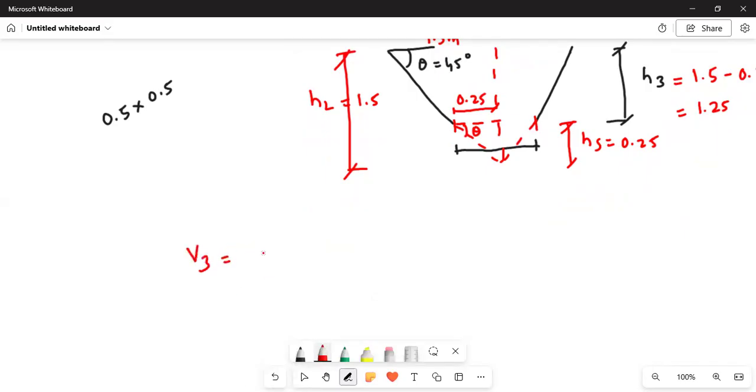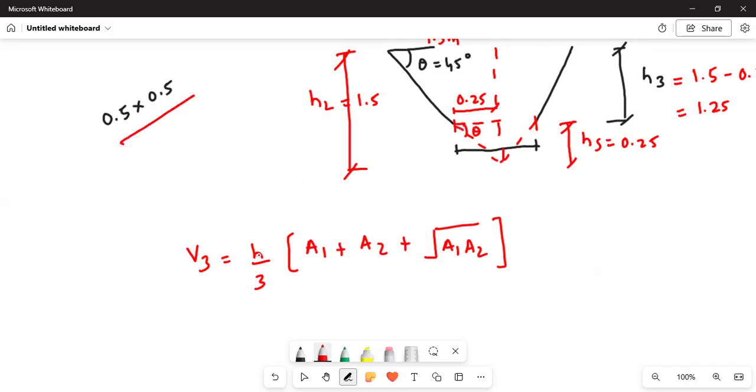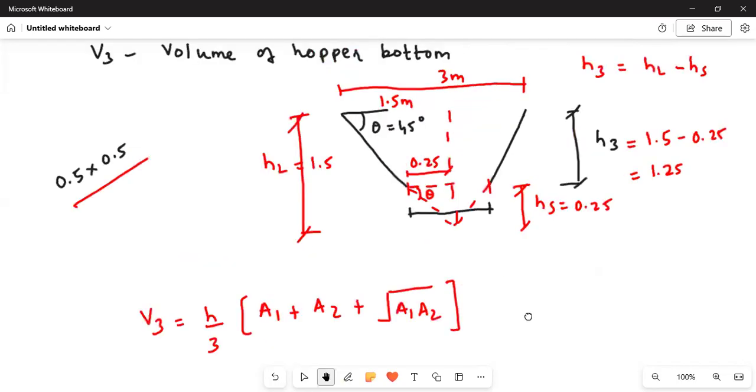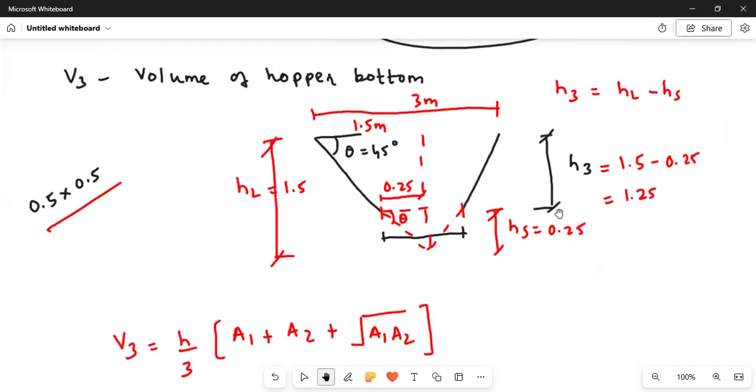V3 equal to H by 3 into A1 plus A2 plus under root A1 and A2. What is A1? Area of the top portion, 3 meter by 3 meter. What is A2? A2 is the area of the opening, that is 0.5 by 0.5. And what is H? H is the height of the hopper bottom, that is H3. Here we have written it as H3.